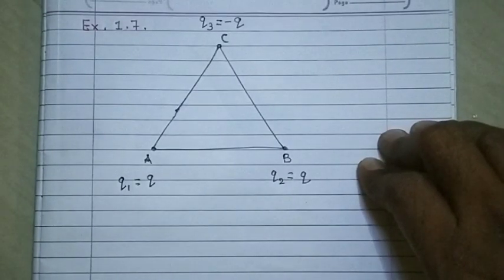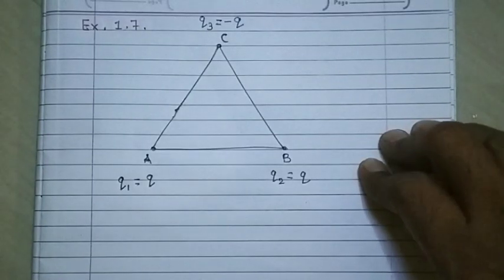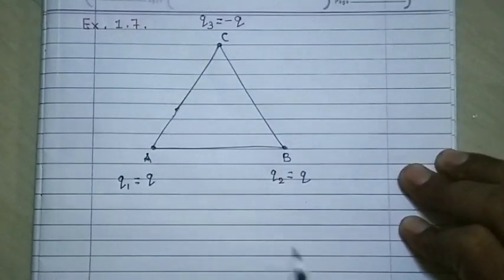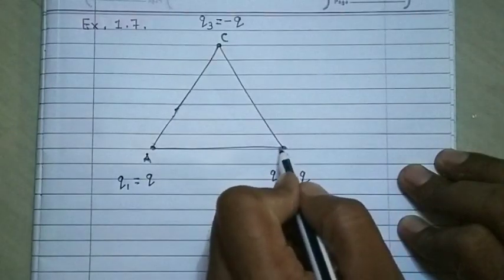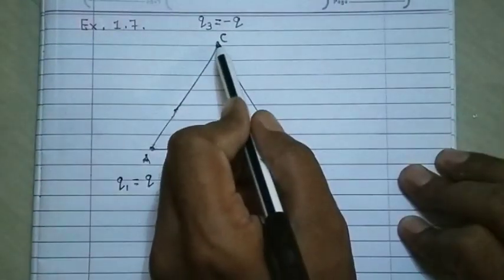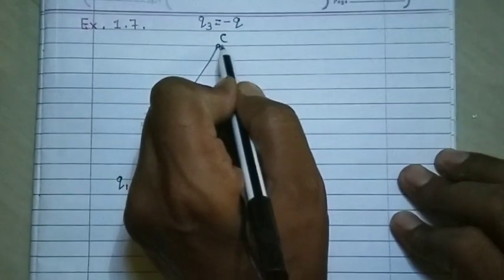And now what do we have to do here? We have to find the force on each charge. That means we have to find the force on charge A also, charge B also, and charge C also. So now let us first find the force on charge C.